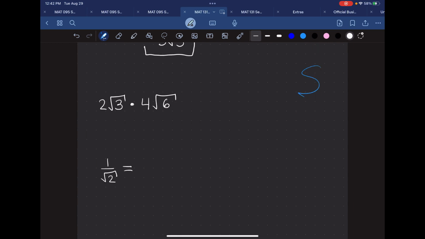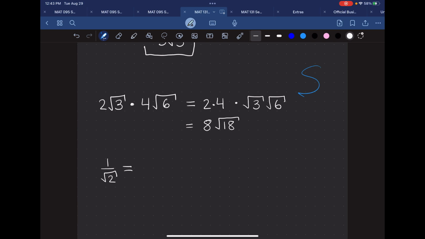Okay, so now we're going to multiply 2 square root 3 and 4 square root 6. So I'm going to go ahead and rearrange how I'm multiplying this using the commutative property of multiplication. So I'm going to do 2 times 4, and then I'm going to multiply my square root 3 and square root 6. So the 2 and 4 become an 8. And when I multiply two square roots, I can take the square root of their product. So I've got square root of 18 here.